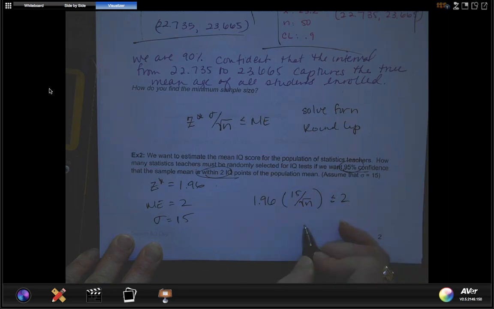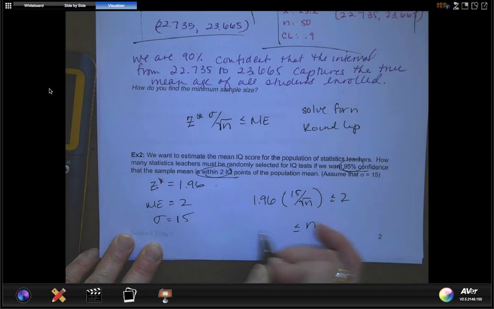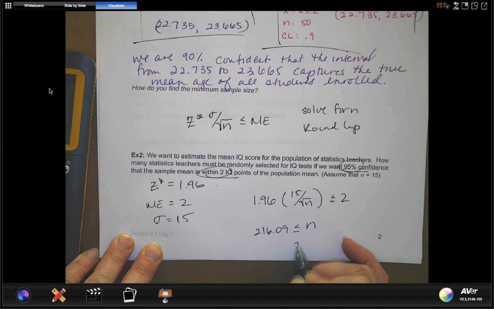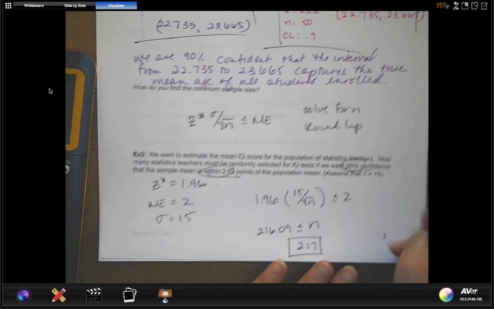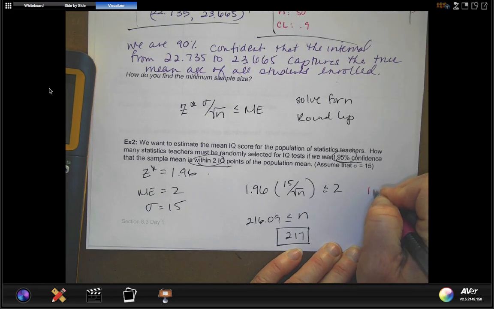And I'd solve that for n. When you work all this out, I get this for n, remember, and then I'm going to round it up. That's my minimum sample size. Just remember, when you see those numbers like that, that is the minimum sample size that you could have.